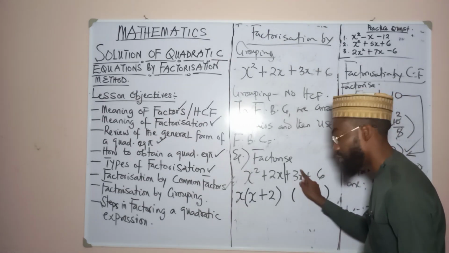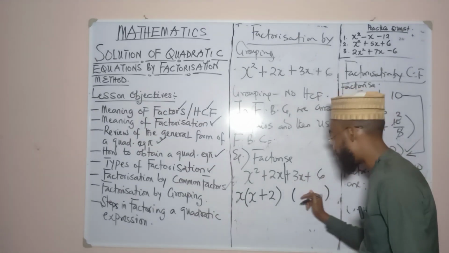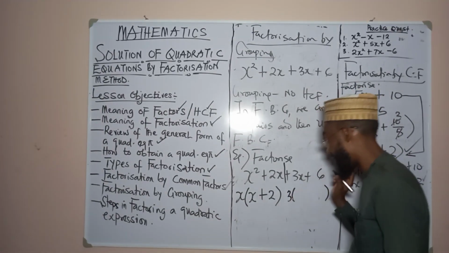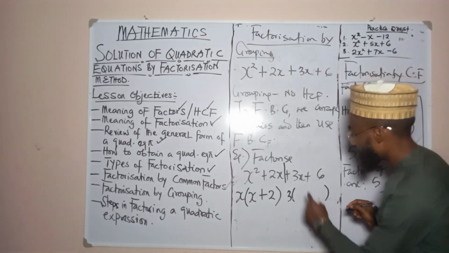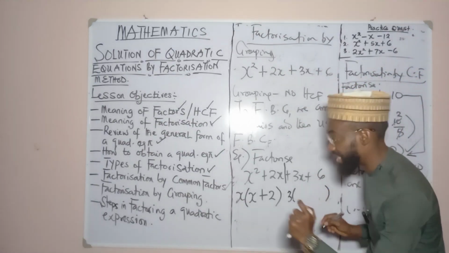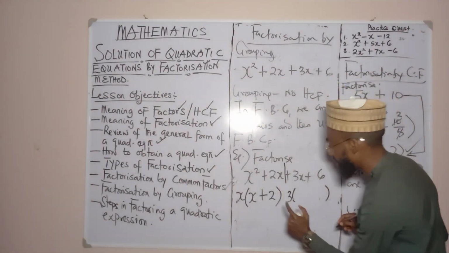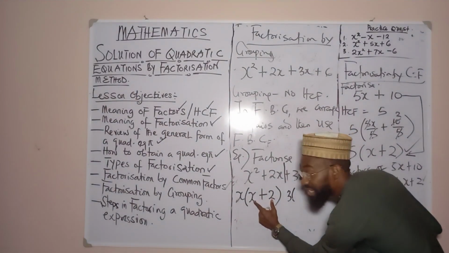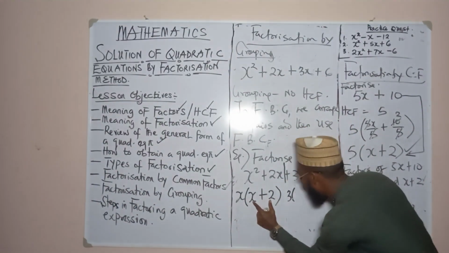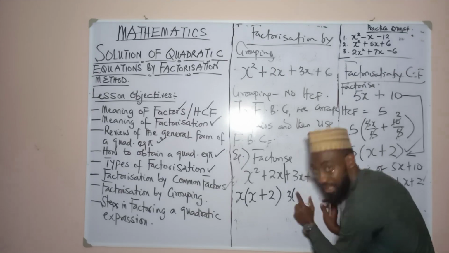You see that 3 can go into here and 3 can also go into here. So 3 is the HCF. Write down that 3. Now, the next step, we follow steps in factoring by grouping. You see this thing you have written here. Carry it and bring it into this bracket.